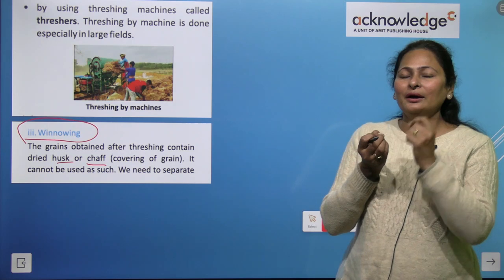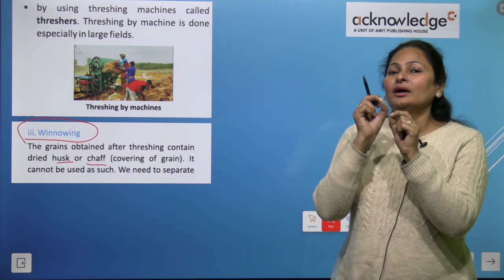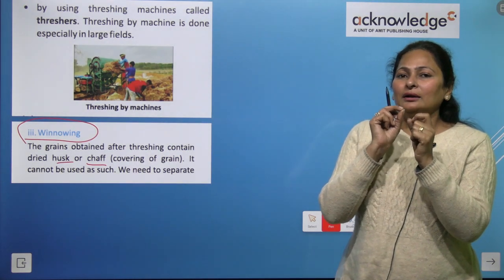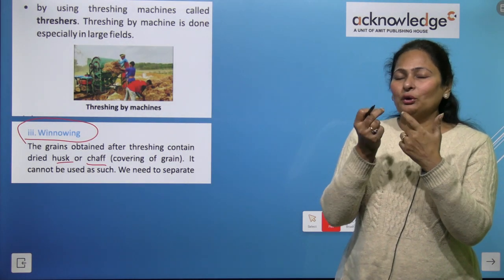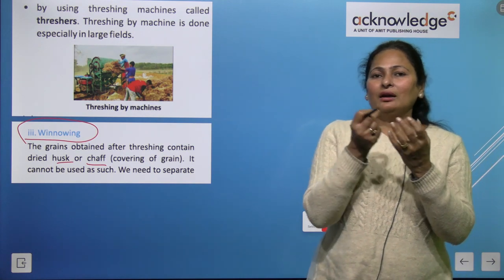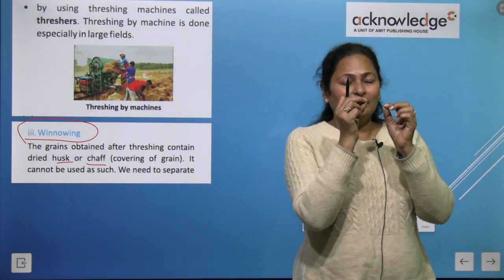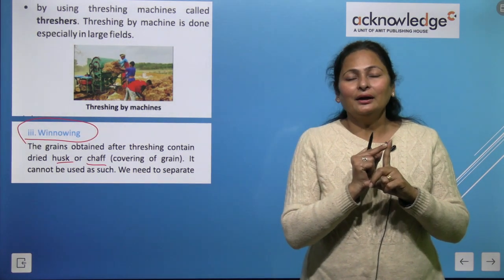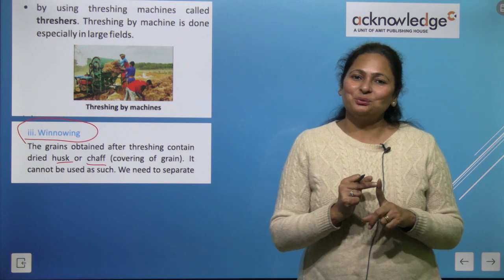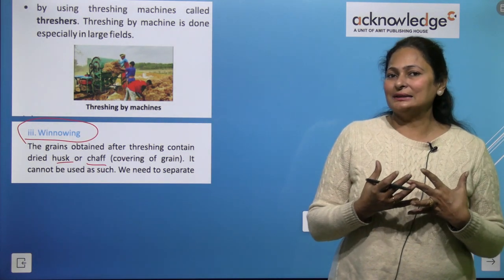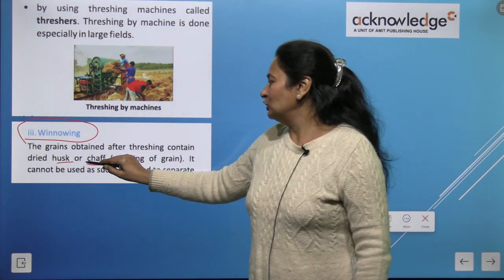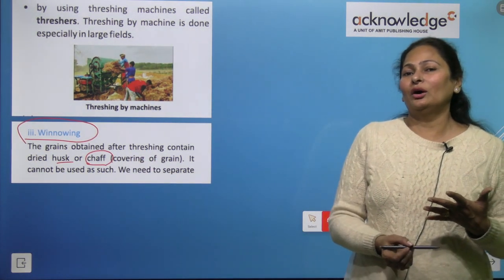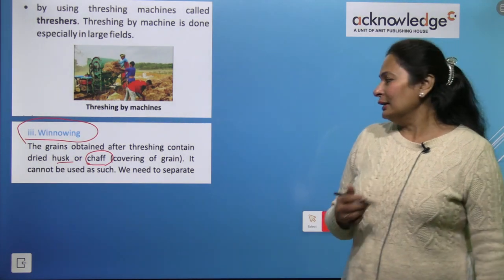Chaff or husk is what? It is the covering of the grain, right? A thin layer covers the wheat grain or rice grain or the maize grain, and this layer again needs to be separated. We cannot eat the grains like this, right? So this is called the chaff or the husk. We need to separate the chaff or husk again from the seed grains.